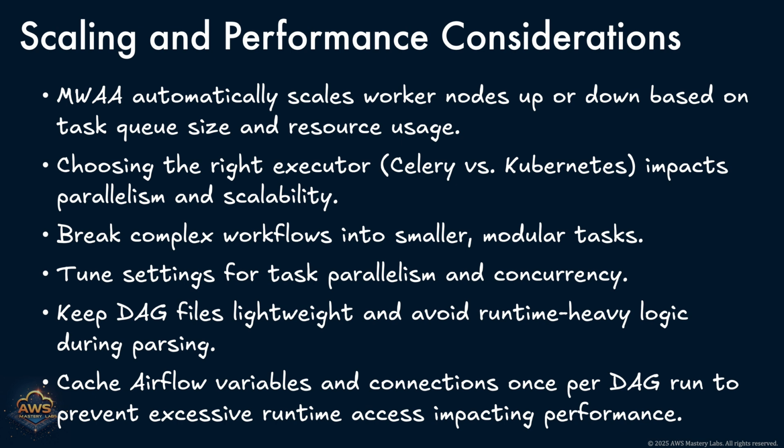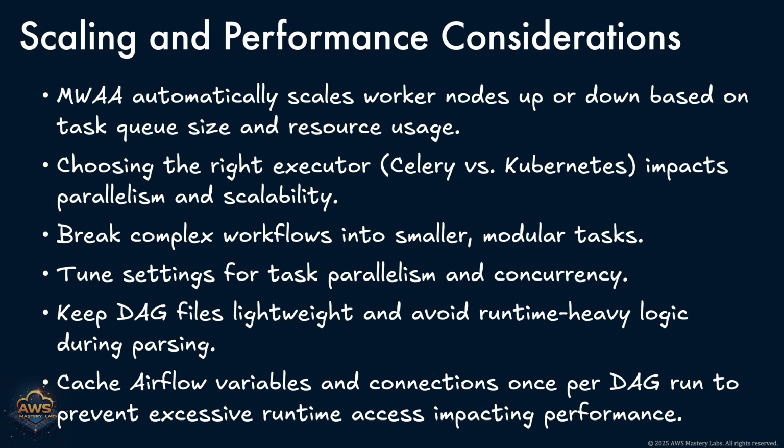One of the key strengths of MWAA is its automatic worker scaling. Based on the volume of queued tasks and system resource usage, MWAA dynamically scales worker instances up or down. This elasticity ensures you're only using the compute power you need. Another critical factor is how you design your DAGs and tasks. It's a best practice to keep tasks granular and modular. Instead of one long-running task, split the logic into smaller pieces. This improves task retry behavior, makes debugging easier, and enhances overall throughput by enabling parallelism.